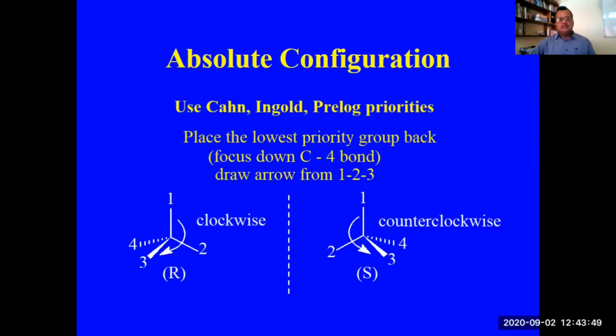I hope till now you are clear about when the configuration will be R or S. Configuration is R when the sequence 1, 2, 3 is clockwise, provided that the lowest priority is away from you. And the lowest priority will be away from you when it is behind the plane. In wedge representation, when the group is in a broken wedge, it is behind the plane. Then it is R.